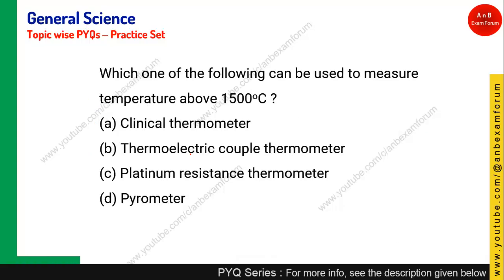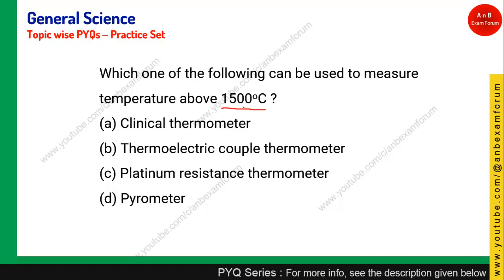Let's see the next question. Which one of the following can be used to measure temperature above 1500 degrees centigrade, which is a very high temperature? Okay. So you should remember that clinical thermometer will not be used. Clinical thermometer is used in the medicine industry, where you want to know the temperature of human body. Okay, so this is not going to work with such high temperature.